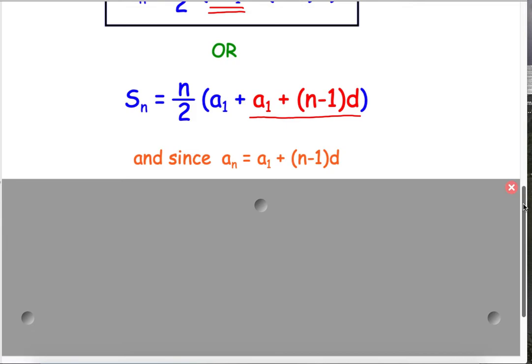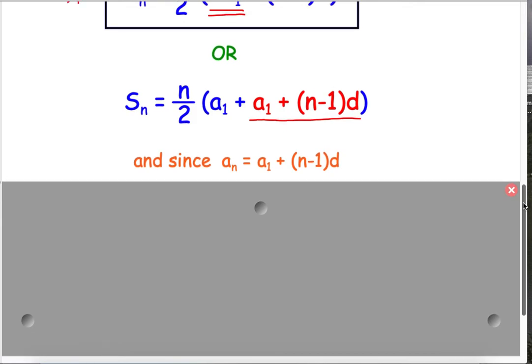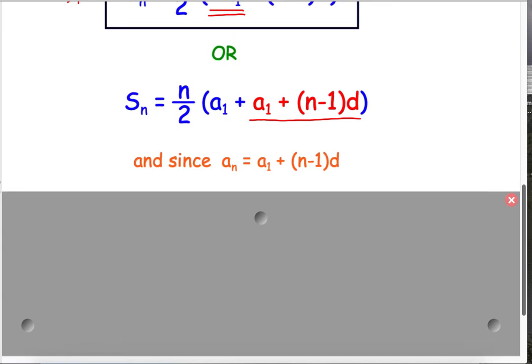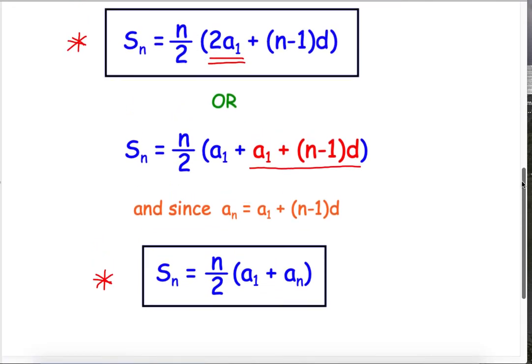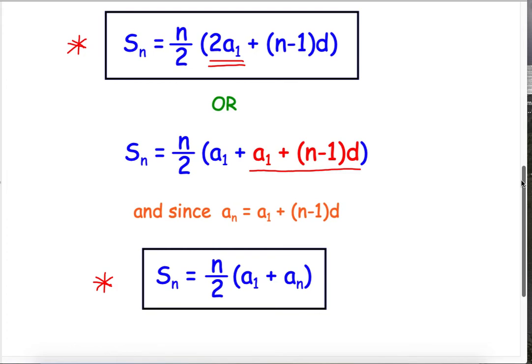So in this formula for s sub n, I could replace the stuff in red with a sub n. And so we have a second formula, which is actually the same as the other one. They represent the same thing. But two different formulas, and use whichever one you want. It kind of depends on what you have. The first formula, we need n, we need a sub 1, and we need d. For the second formula, we need n, a sub 1, and a sub n. We don't need d for the second formula. So I guess it depends on what the problem is giving you, decide which one you want to use.